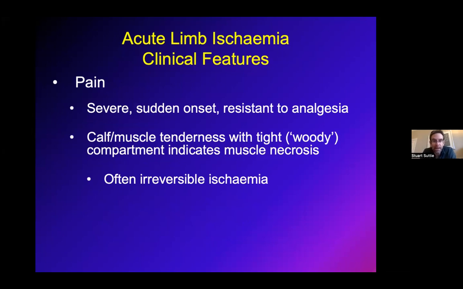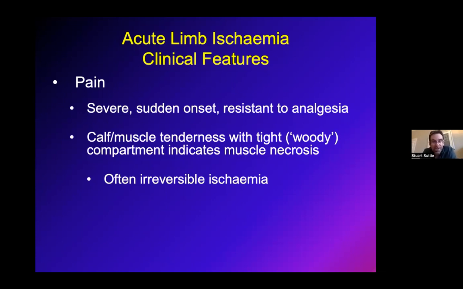So the pain, it is sudden, it is severe, it is unrelenting, it is resistant to analgesia. Patients will be sucking back opiates to try and get relief. The pain will progress. They might start to get compartment tenderness. In other words, the muscles in the leg or the arm that are affected beyond the blockage can become tender.